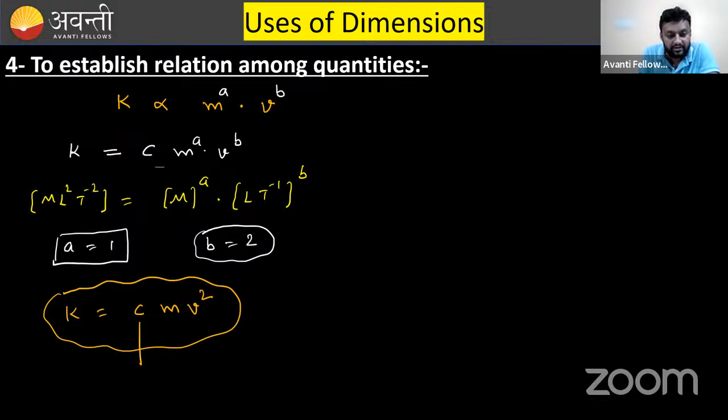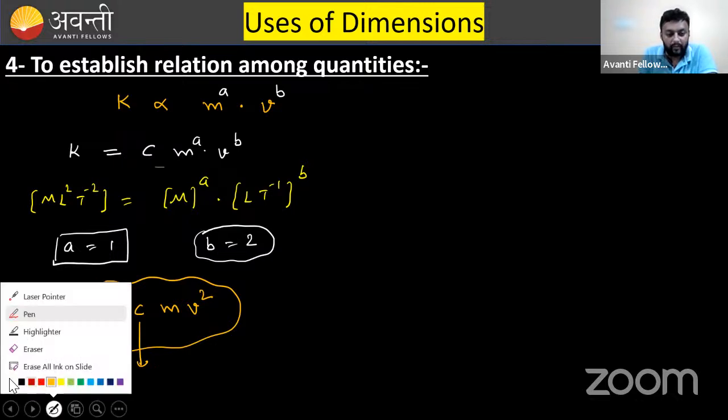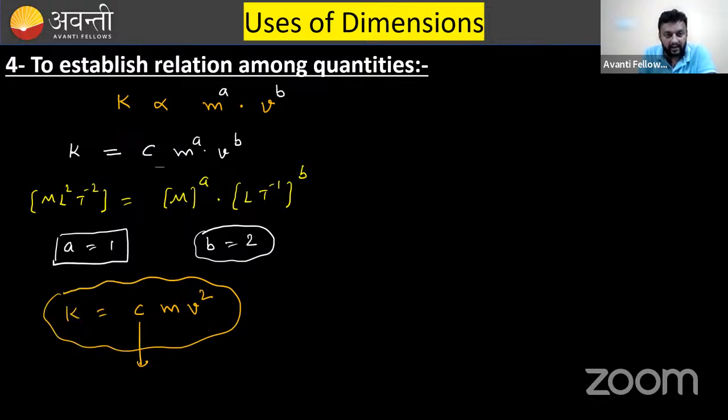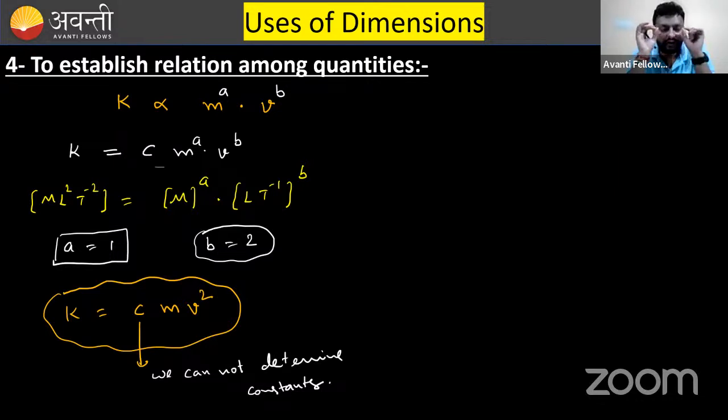This is the drawback. What is the drawback of this particular application? That we cannot determine constants using this method, because constants have no dimension, so we have no particular way to identify the constants. I think this is a very fundamental question that I have given to you as an example.